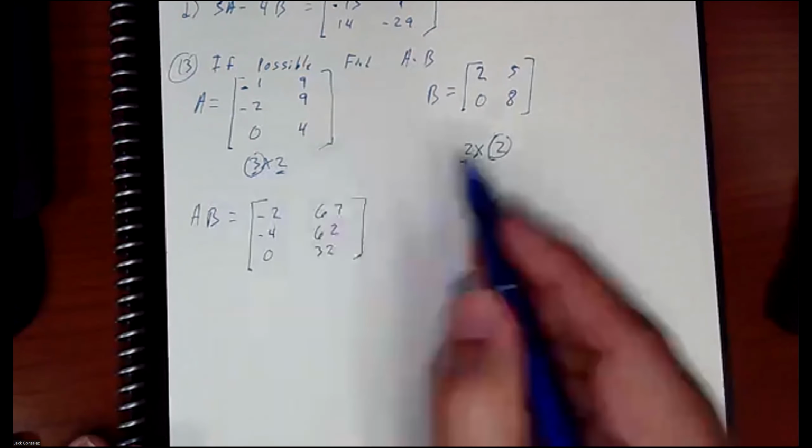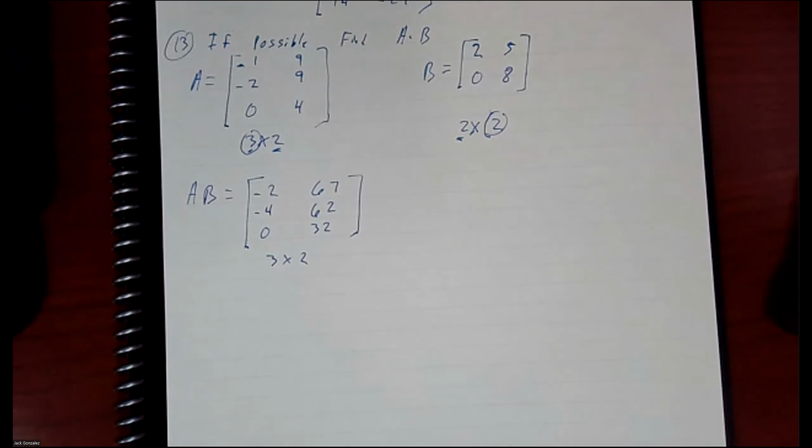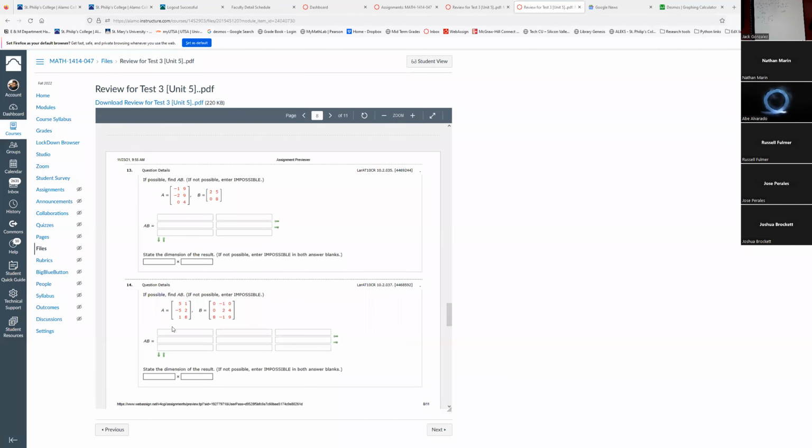So 3 by 2. Check out the next one. Do you see that? Can you see if it's possible or not? You see that this dimension right here is a 3 by 2, right? It's not possible, right?